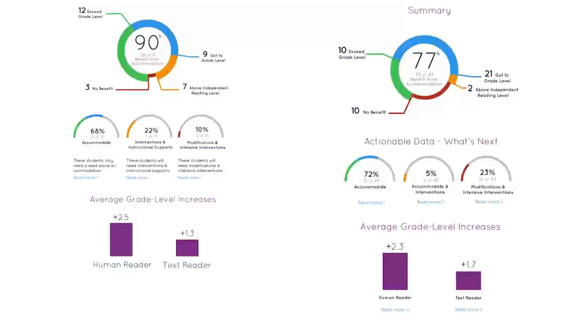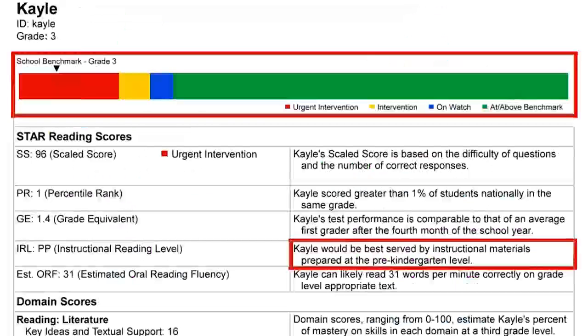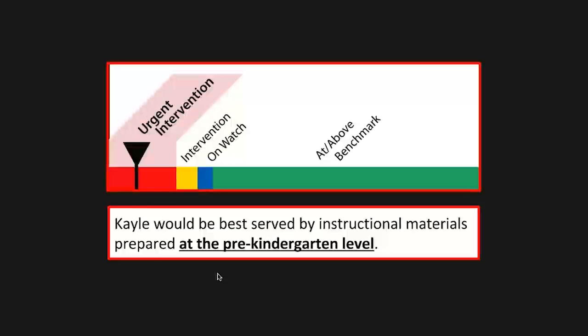So let's look at one more example, a case study of a girl named Kaylee who's in the 3rd grade. And this is her intervention data. You can see she's in 3rd grade. She's still reading independently at a 1.4 grade level. But her intervention data is saying that she would best be served by instructional materials prepared at the pre-kindergarten level. This means when it comes to her reading intervention, she needs those lower level reading passages.